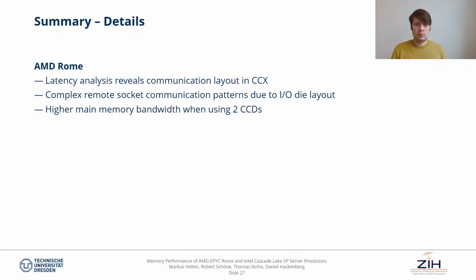Summarizing these details, we've seen that the latency analysis can reveal the communication layout within a CCX. We've seen that there are fairly complex socket-to-socket communication patterns due to the I/O die layout. And we've seen that one can achieve higher main memory bandwidth when using 2 CCDs, which may be important if you're having workloads that rely on high memory bandwidth. A 64-core model may be more suitable for your workload than lower core tiers, simply for these additional CCDs and the additional main memory bandwidth.